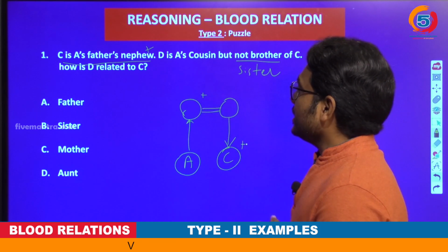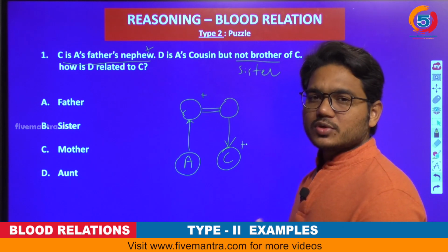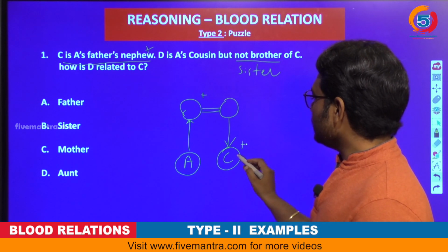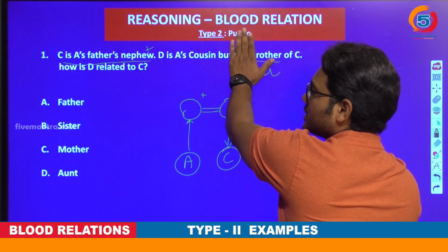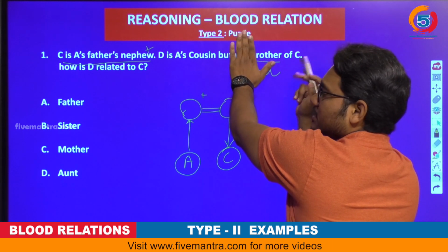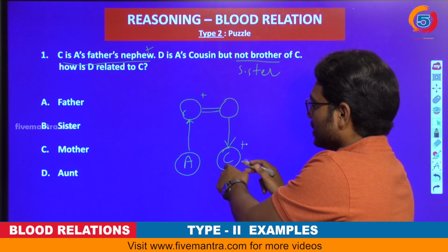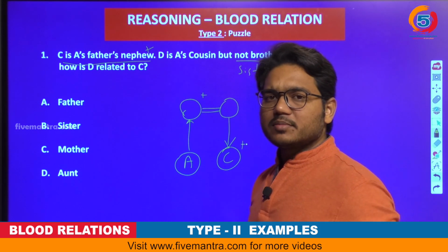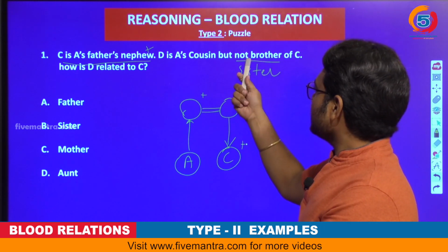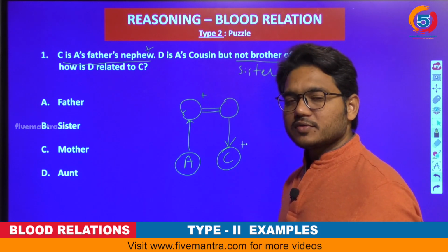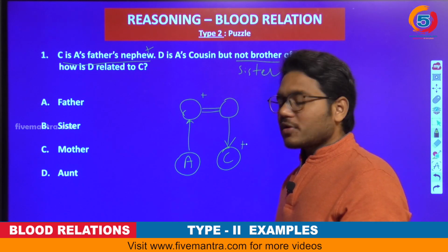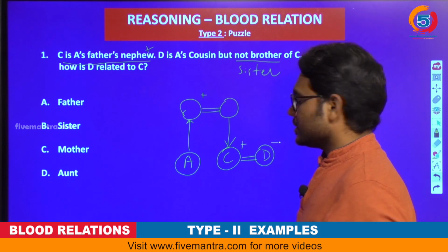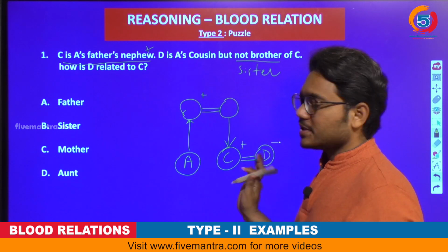Next, D is A's cousin. Who is D? A's cousin, so we can place D somewhere here. Obviously, we immediately think that D is a sibling of C. Sibling means it could be brother or sister of C, but it is clearly given that D is not brother of C. So obviously D could be sister of C, isn't it? From this it is evident.